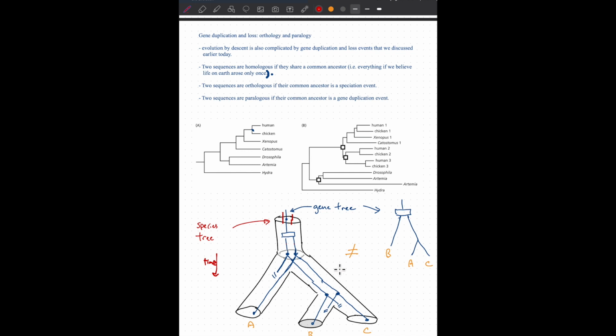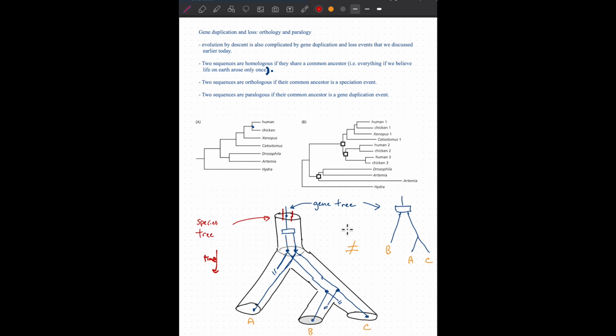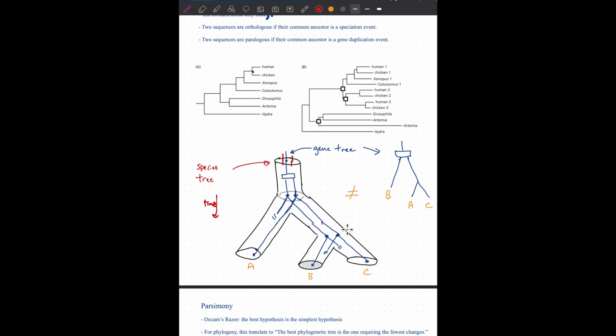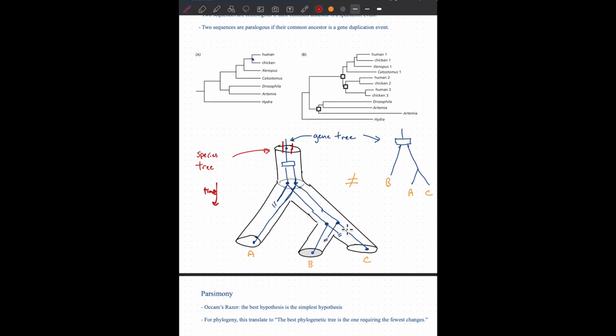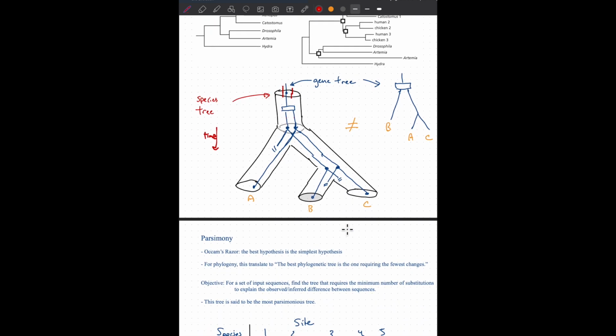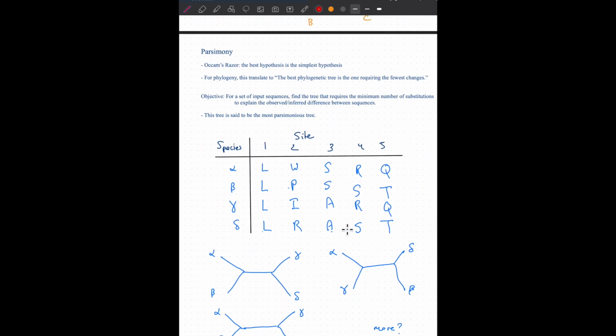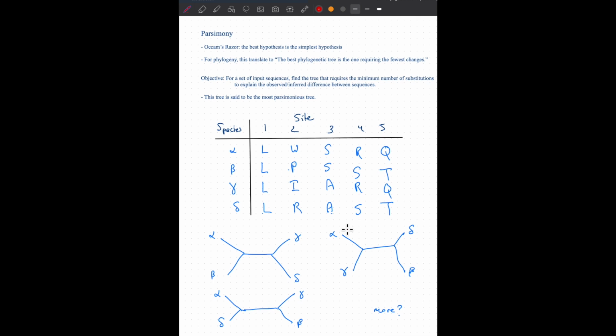We're not going to talk more about these questions of gene duplication and loss, but there are significant conceptual and computational challenges involved in dealing with those very interesting genomic events. What I wanted to talk about today are two different methods for inferring phylogeny.